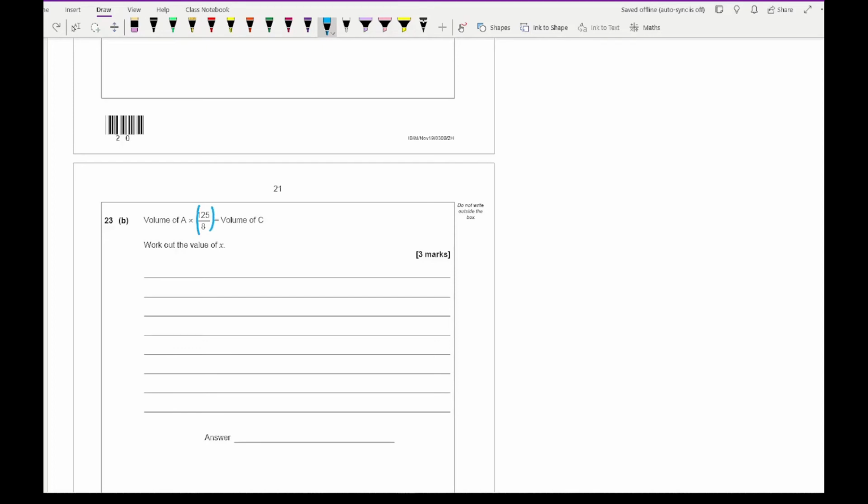So this 125 over 8 is our volume scale factor. So now to find the length scale factor, all I then need to do is do the cube root of that, which gives me 5 over 2. Then to work out x, all I then need to do is multiply that by this length scale factor, and that gives me an answer of 12.5.